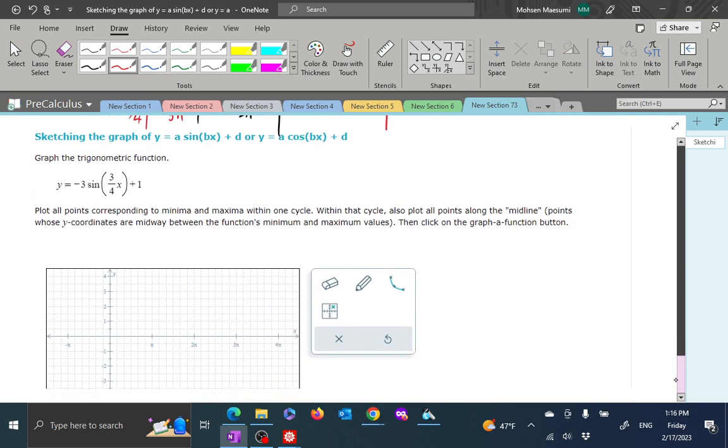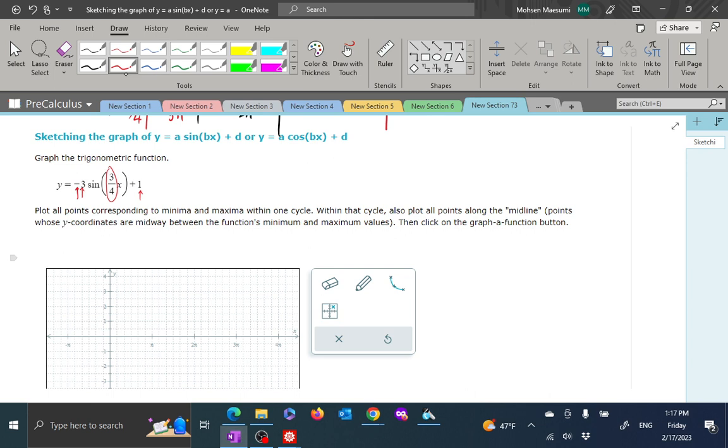Sine of this times minus 3, plus 1. So this 3/4 is going to cause what? That number is less than 1, so it makes it stretch by a factor of 4/3. Then we are going to make it 3 times as tall and make it upside down. After we are all done with that, we have to lift it up by 1. So 3 actions. You can do it by just talking it through, or you can do it by point tracking.